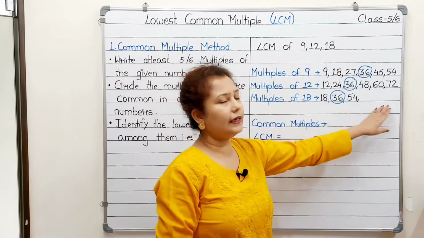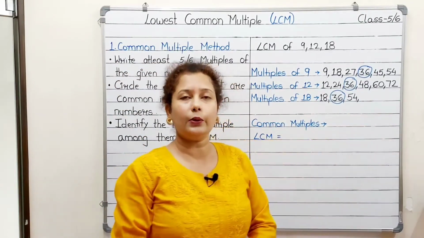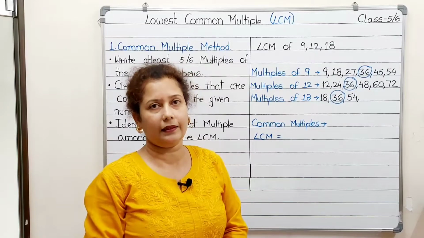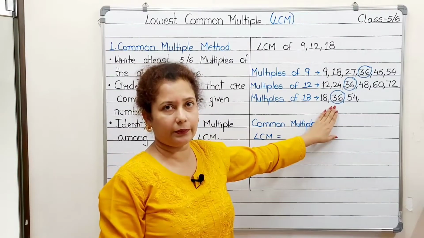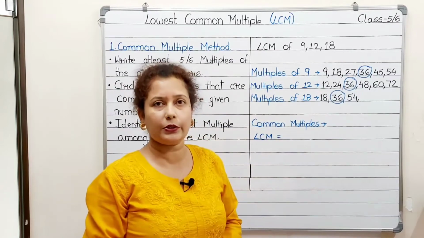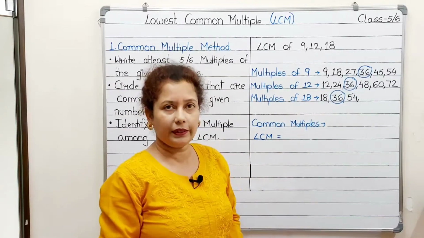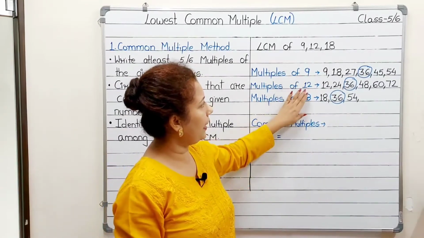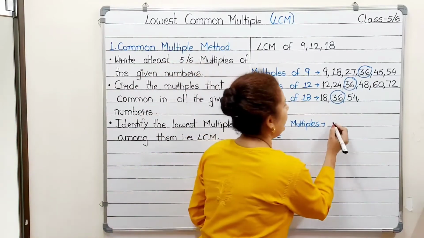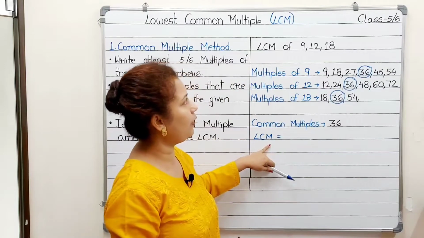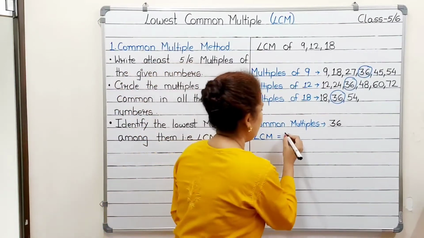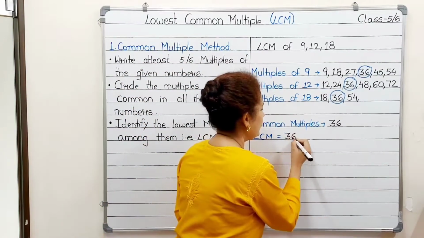If we find other common multiples, they will be greater than 36, and we want the lowest common multiple. So 36 is the lowest common multiple. Here the common multiple of 9, 12 and 18 is 36. So we will write that the LCM of 9, 12 and 18 is 36.